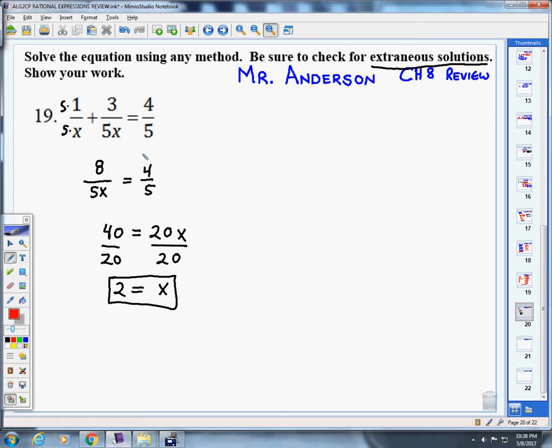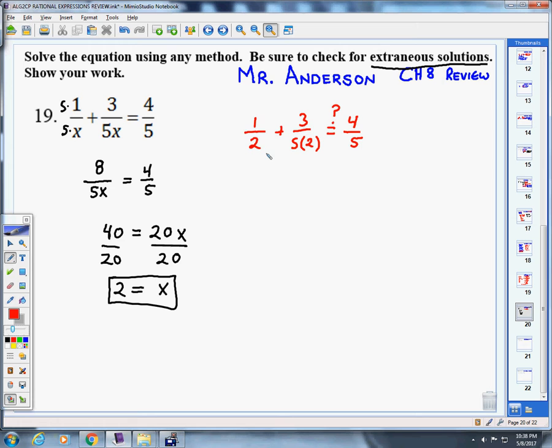So that means we got to plug it back into the original equation and see if both sides of the equation are equal to each other. All right, so I'm plugging in 2. I've got 1 over 2 plus 3 over 5 times 2. Wherever we see an x, plug in a 2, and this should equal 4 over 5. If not, then this solution is no good.